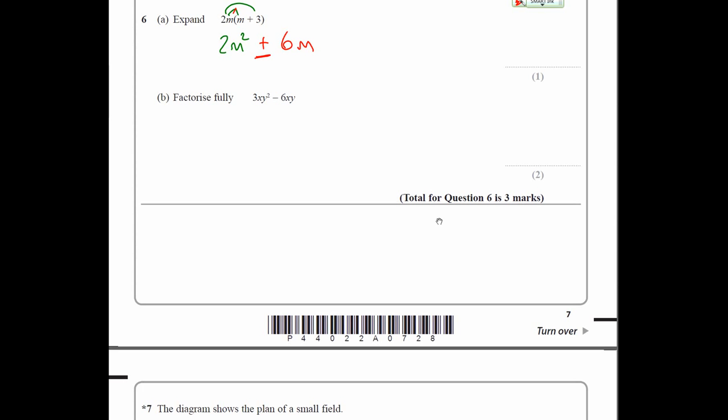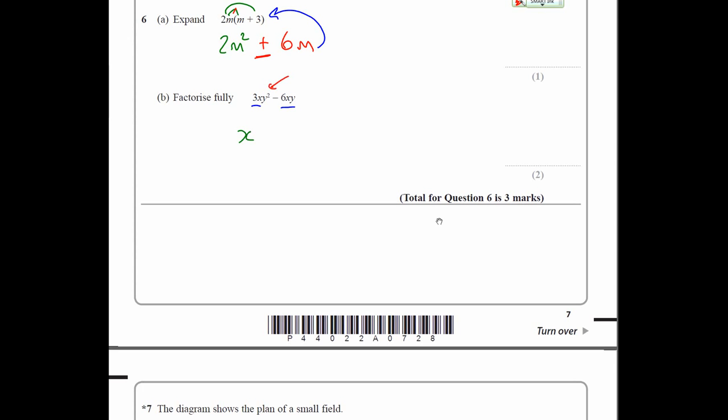Factorize fully. Factorize is going backwards, so we've just got rid of the brackets. Factorize is go back into the brackets. Okay, so it's giving you a bit of a warm-up. We look at what is common in all of those, in those two terms. So I'm going to look at the letters first. X is common in both.